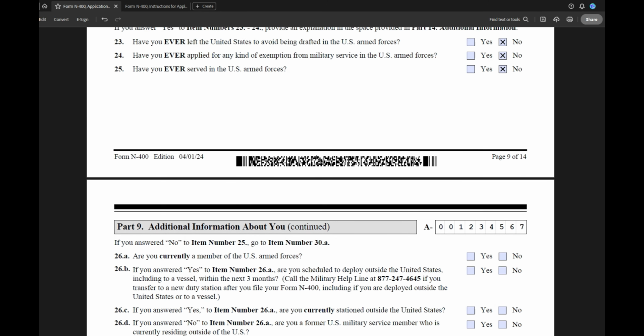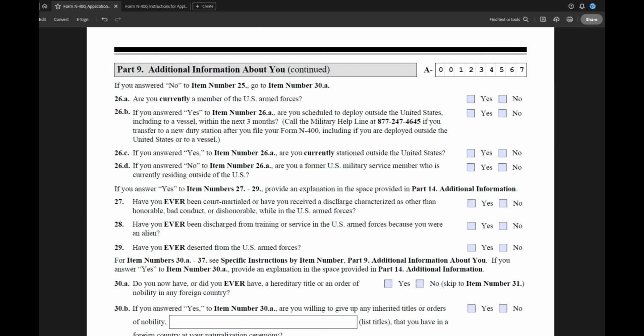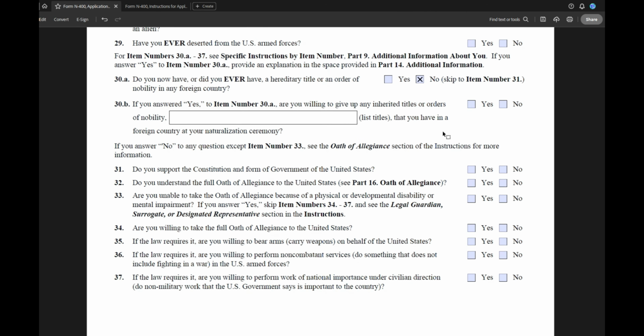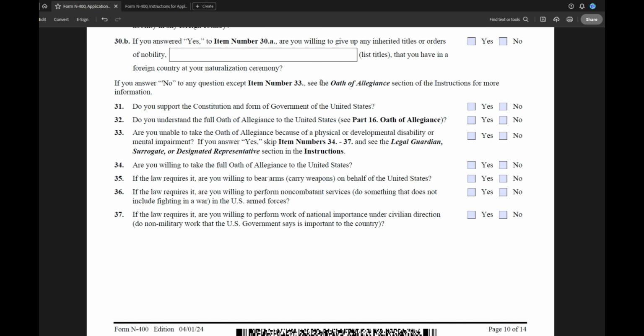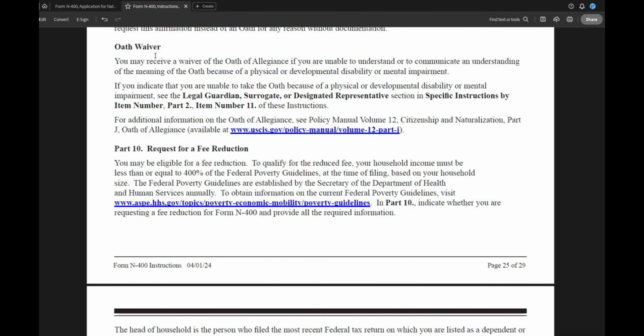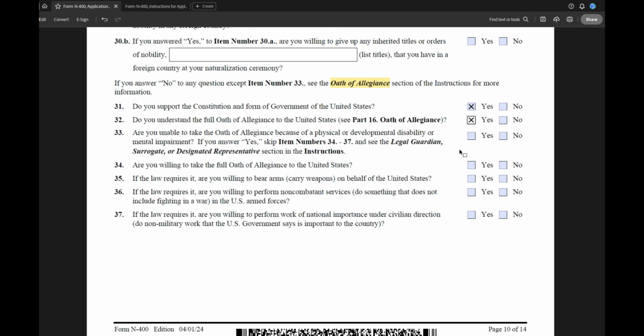If you answered no to item 25, move forward to item 30A. Do you hold any hereditary title? If no, skip to the next question. So now here, you're going to have to answer questions that have to do with your allegiance to the United States, which you can also review on page 25 of the form instructions. And most likely, you're going to have to answer yes to most of them. Are you unable to take the oath of allegiance because of a disability? Hopefully, you answer no.